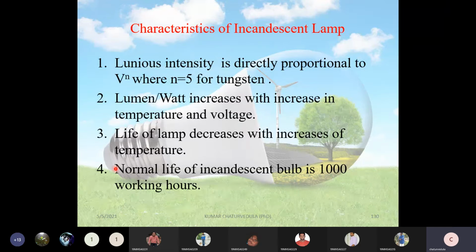So we should not calculate it as normal hours. Working hours are different from normal hours. Why? Because the lamp may be present but not switched on, and that is just a number of hours. If the lamp is only in operating condition, then we call it working hours. So in general, the normal life of an incandescent bulb is around 1000 working hours.